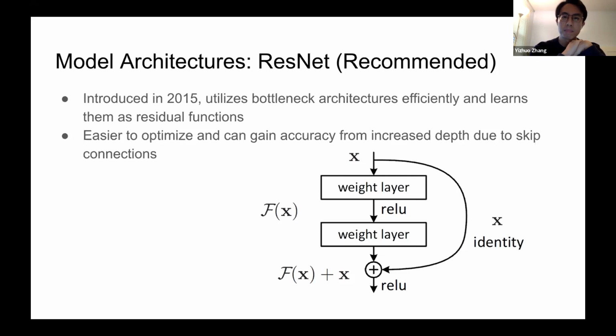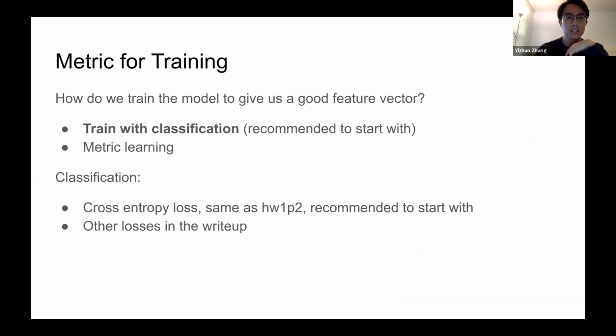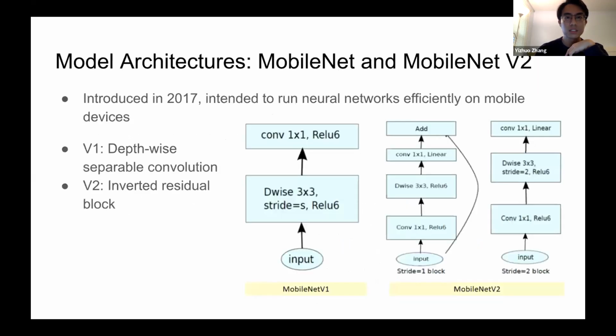And the second choice is much easier. I think you can try that first, because all you need to do is to resize your 64 by 64 image back into 224 by 224, and then feed the resized image into the backbone network. That's much easier, and I think it should work. Okay, that's the model architecture.